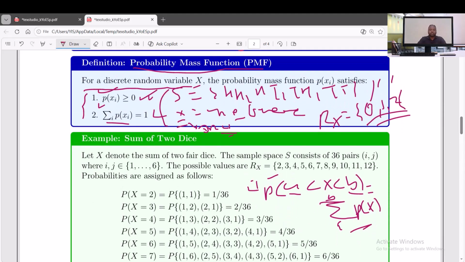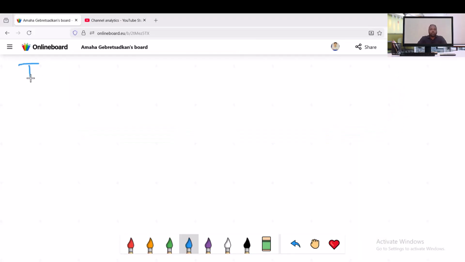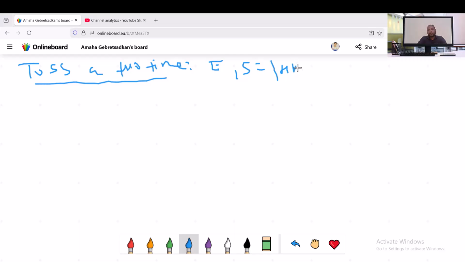Now let us see one example. Suppose we toss a coin 2 times, right? This is the random experiment E, where tossing a coin 2 times generates a sample space: HH, HT, TH, TT, right? These are the actual outcomes of this random experiment.